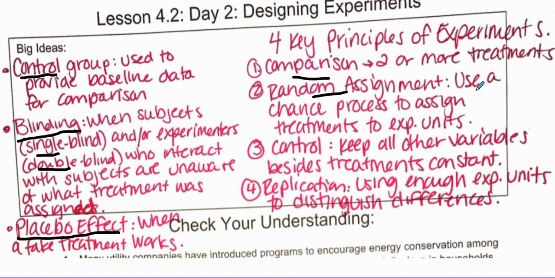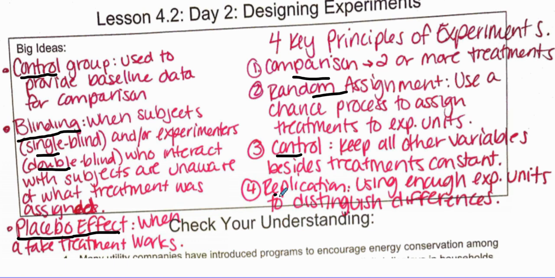The reason why you need random assignment is because you use a chance process to assign treatments to the experimental units, so that everybody has a fair shake of receiving either the control group or the treatment. Well, technically, control group is a treatment, among the various different treatments that you're imposing in the experiment. Make sure that you control, keeping all other variables besides treatments constant. All right, so try to keep as many controls as possible so you can isolate the explanatory variable, all right, to get that cause and effect. We try to reduce as many confounding variables as we can in our experiments.